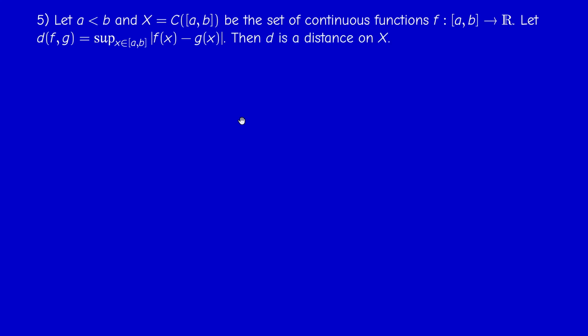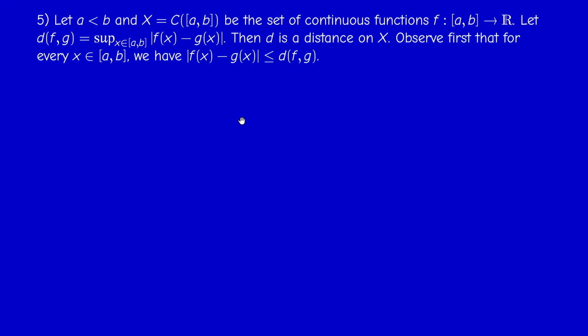Okay, I claim that D is a distance on this space. Let us prove this, but first observe that by definition, d(f,g), because it's a maximum, is bigger or equal than |f(x) − g(x)| for any x. You can put here |f(t) − g(t)| is less than or equal to d(f,g) for every t between a and b. So this is by definition.